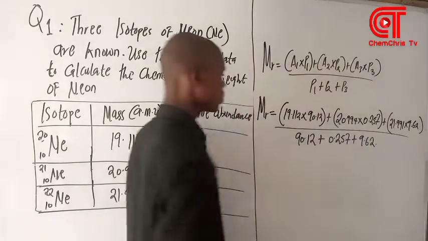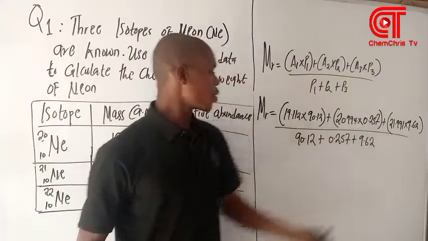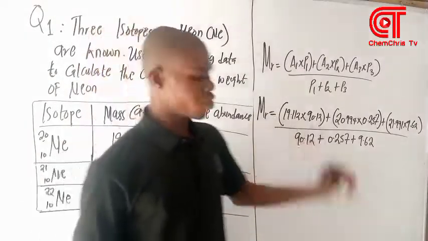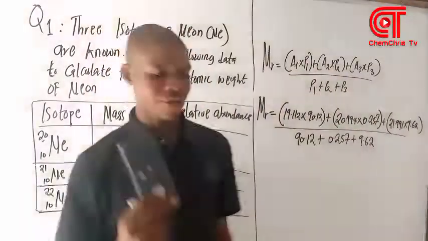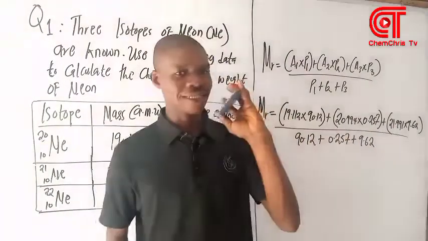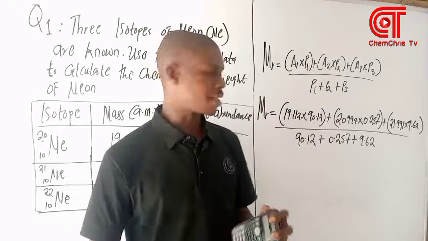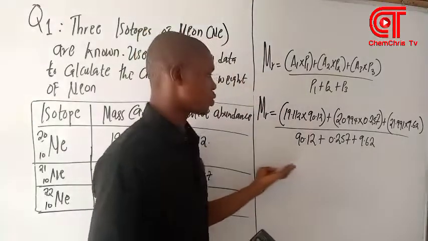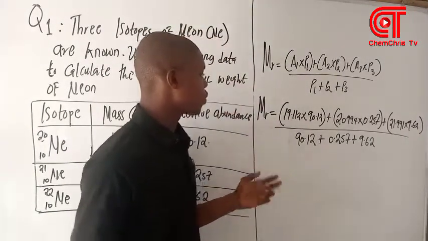9.62. You get? So now what you want to do here is that you must use your calculator. It's preferable to use your calculator here. You can punch all your values into your calculator like this and get your answer. Remember, when you sum all these percentages, it must give you 100. So what you want to do is to open your bracket.